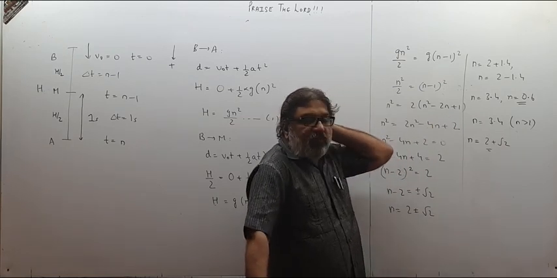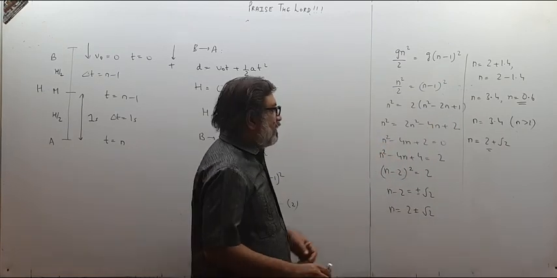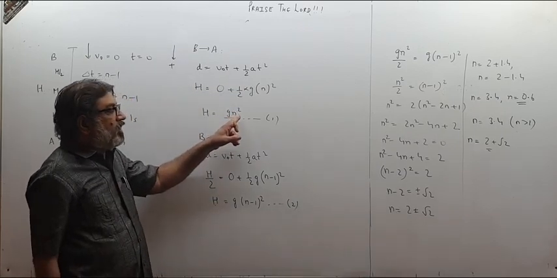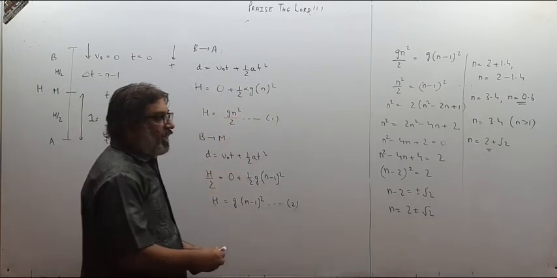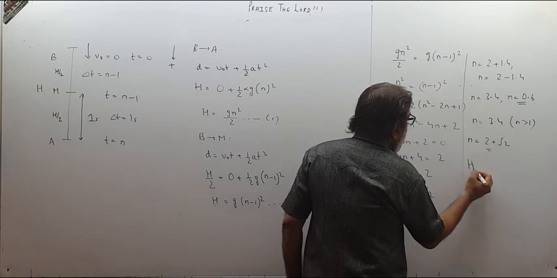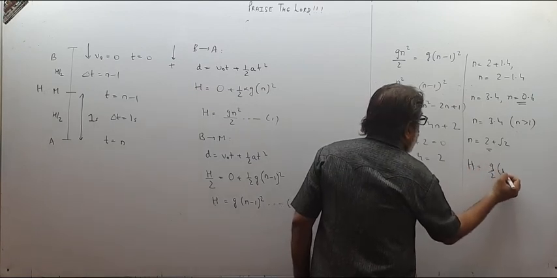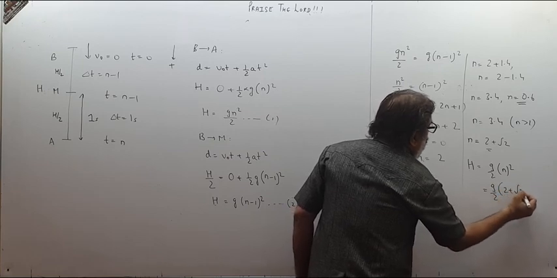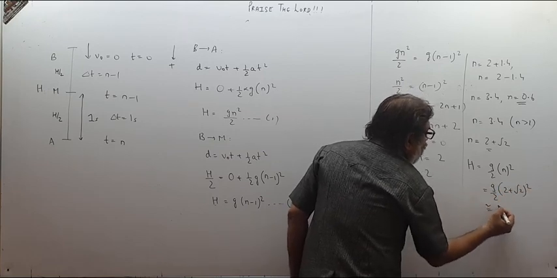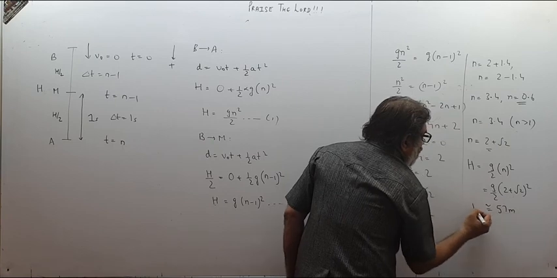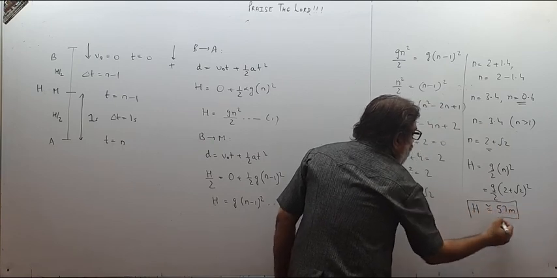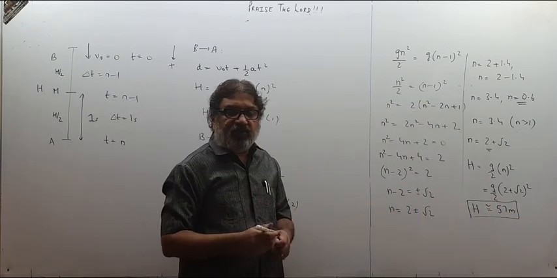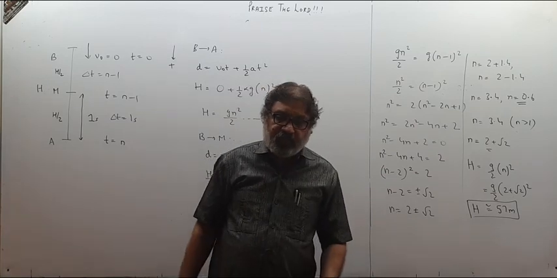So this is the total time of fall. And if you want to find h, the height of the tower, put n over here and you will get the height. If you put the height as g upon 2 into n square, that will be g upon 2 into 2 plus root 2 whole square, which will come out to be 57 meters approximately. So the height of the tower is approximately 57 meters.